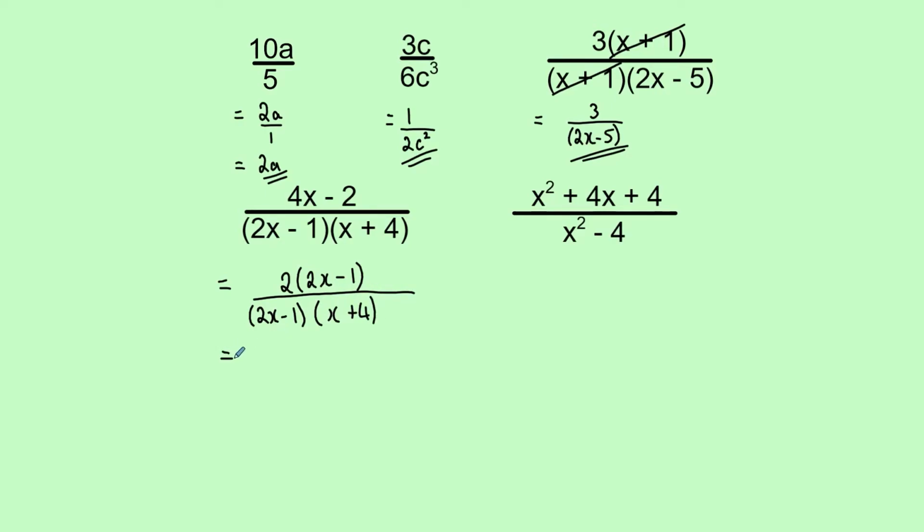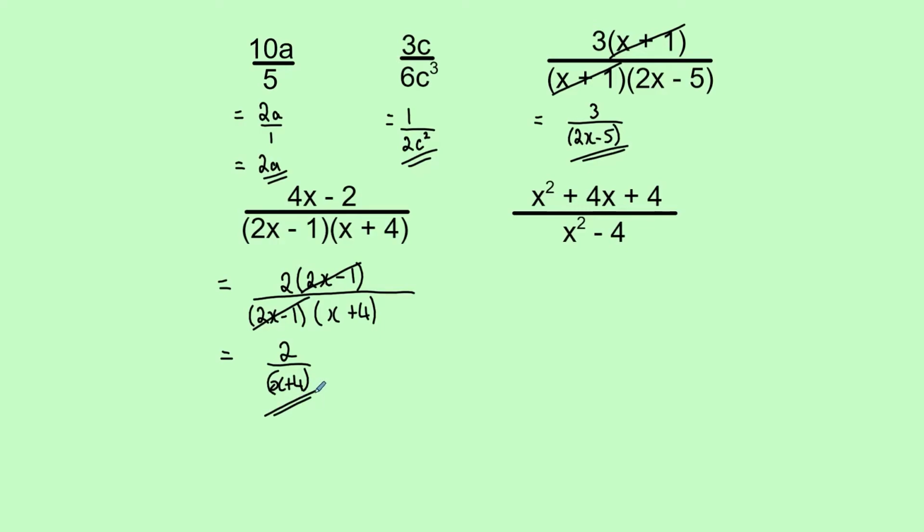Now, if we do that, hopefully what we can see now is we've got one big term on the top. It's 2 times this whole bracket, so that's one term, and one term on the bottom. We can cancel out the 2x minus 1, similar to what we did in the previous example, on top and bottom, and that leaves us with 2 over x plus 4. You don't need to keep the brackets in the bottom line, but I find it helps a little bit, so 2 over x plus 4.